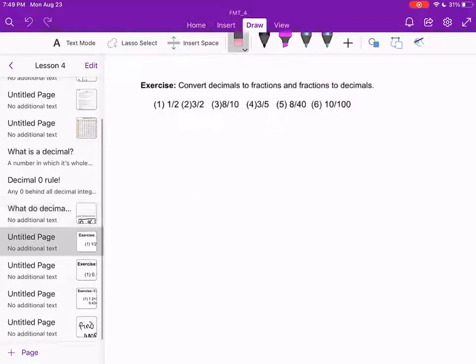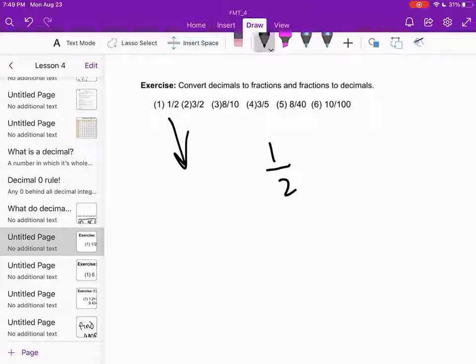Okay, let's go on to this exercise. So now we're going to convert decimals to fractions. So can anyone help me? This is a really easy fraction to convert. So can anyone help me here? Yeah, go for it. Me? Yes, you.